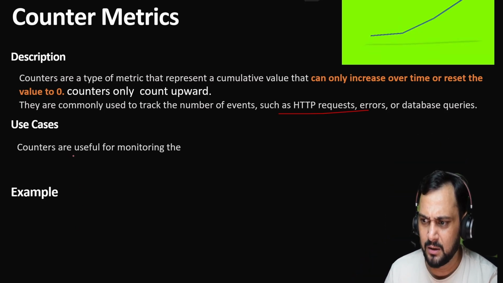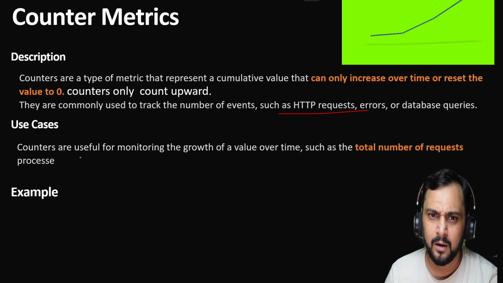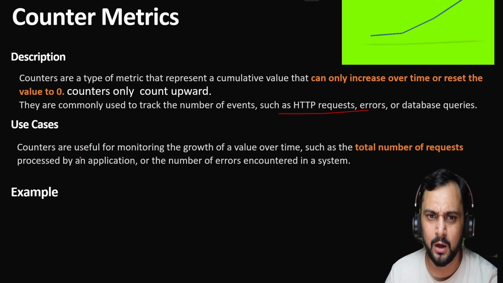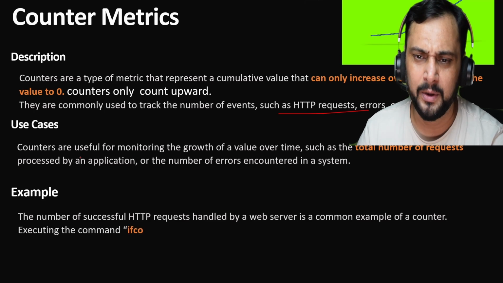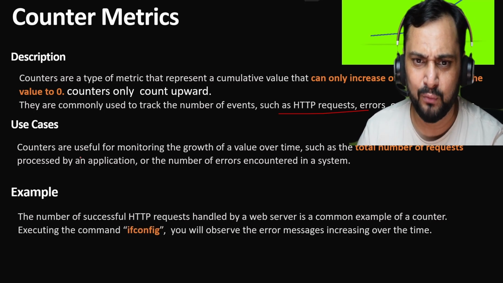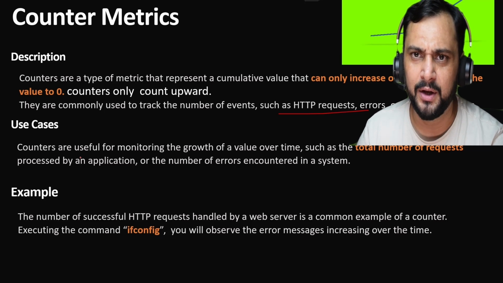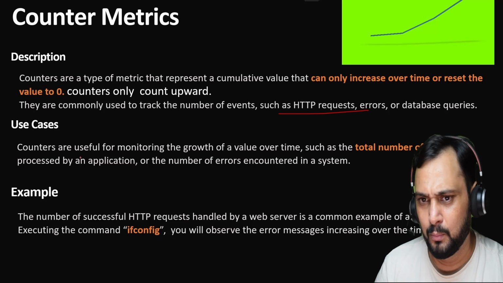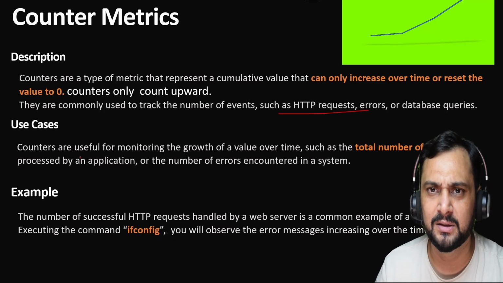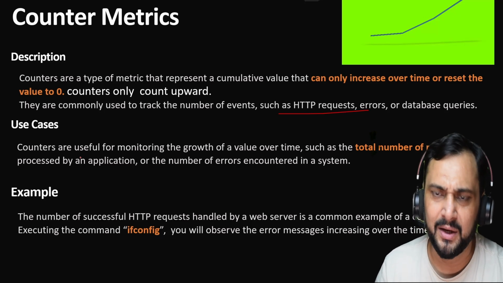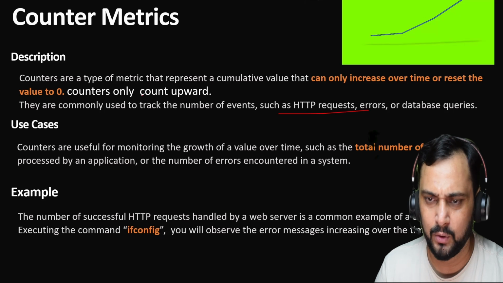Okay. So counters are useful for monitoring the growth of a value over time, such as the total number of requests processed by an application or the number of errors encountered in a system. For example, the number of successful HTTP requests handled by a web server is a common example of a counter. Executing the command ifconfig, you will observe the error count increase over time. It never goes down. Most of you already know that in the Linux operating system when there is some error, we always try to run ifconfig and see if the errors are increasing or not. Right? It never goes down. We can reset the counter, but it never goes down.